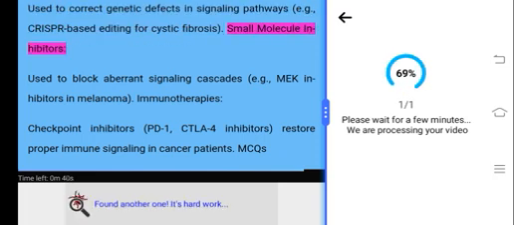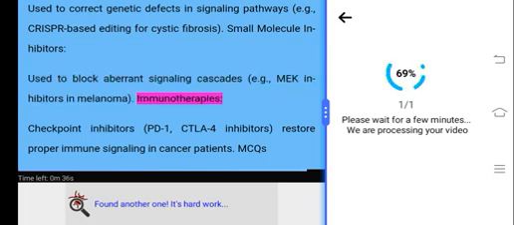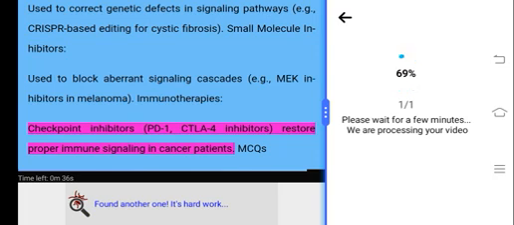Small molecule inhibitors. Used to block aberrant signaling cascades, e.g., MEK inhibitors in melanoma. Immunotherapies. Checkpoint inhibitors, PD-1 and CTLA-4 inhibitors, restore proper immune signaling in cancer patients.